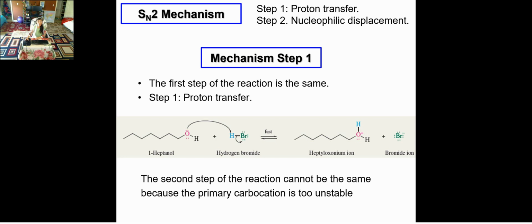One step is called protonation, proton transfer. Similar to your SN1, you must form a cation. You must form something we call the oxonium, positively charged oxygen, which is not stable. Oxonium must be formed. And then the second step called nucleophilic displacement. In this SN2, you only have 2 steps. The first step, protonation. The second step is displacement.